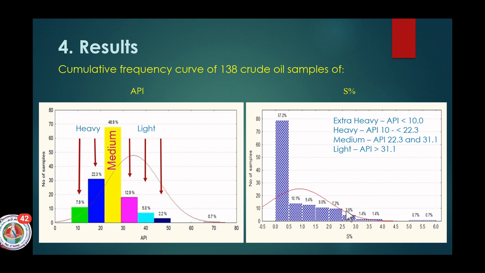So mostly the high sulfur content refers to heavy oil, while the low sulfur content refers to light and some of medium crude oil.